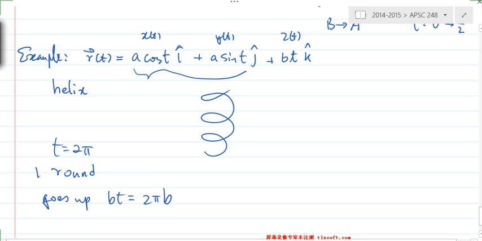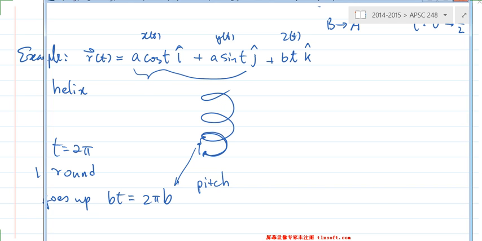2 pi b here. Now, for example, it starts here, it goes one round here, 360 degrees, and the vertical distance here is 2 pi b. There's a term we call the pitch. When you have a spring or the thread of a screw, there's always this concept of pitch. That parameter defines the physical property of that engineering component.